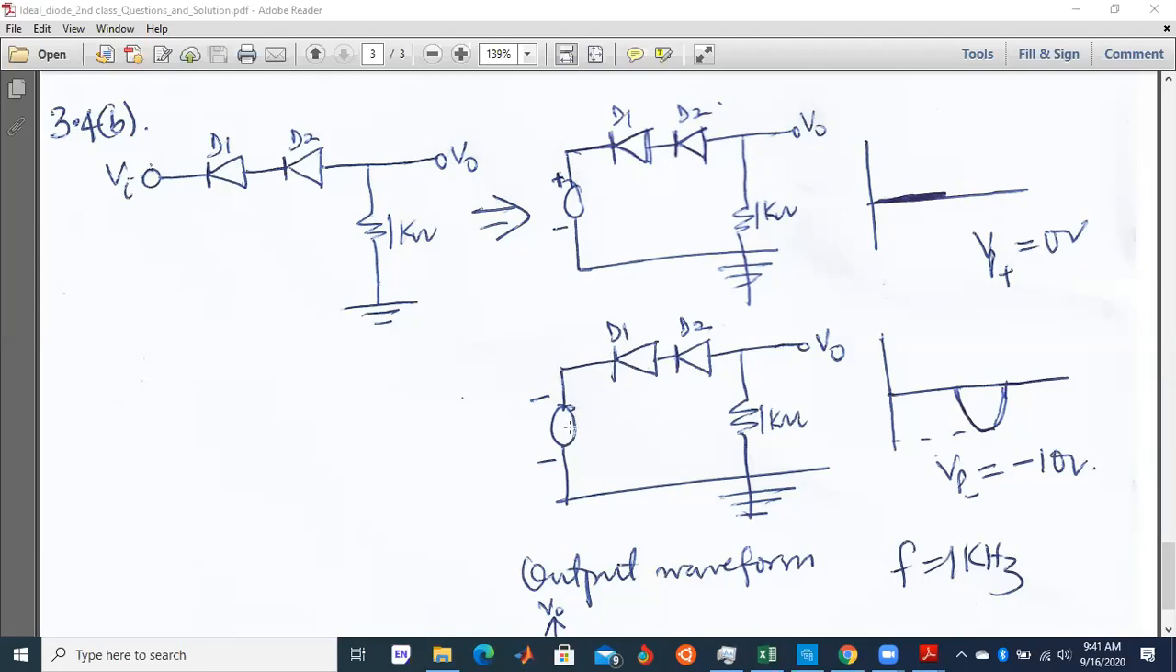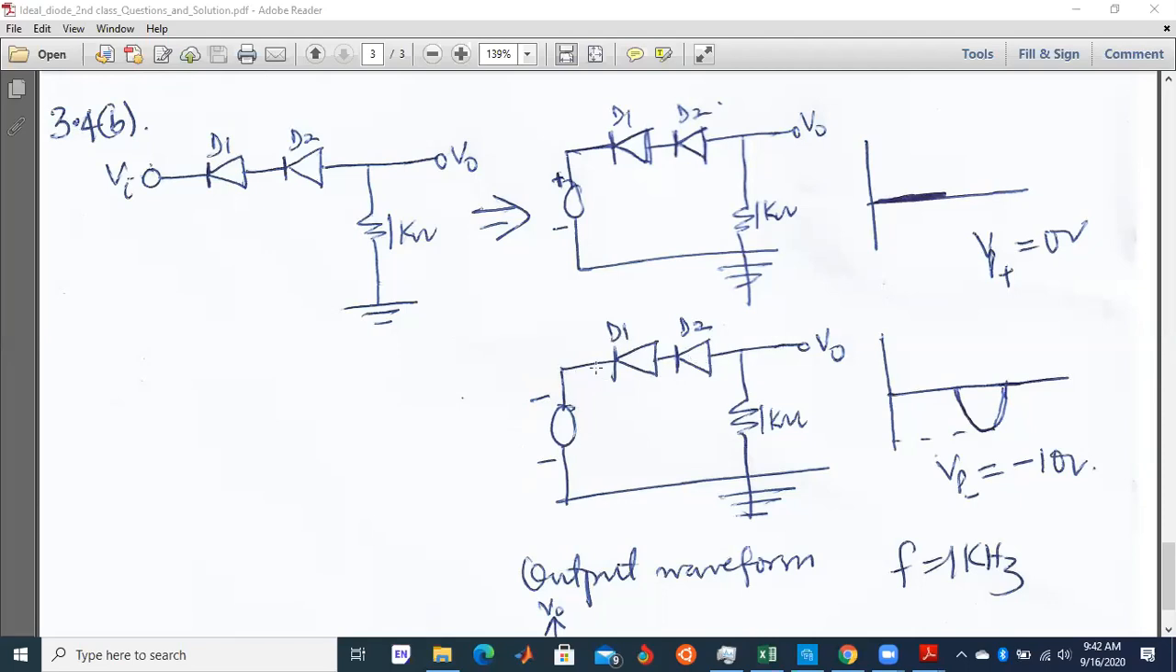So now for the negative cycle, sorry, don't mind this one. This one should be positive. I'm sorry, it's a mistake. So for the negative one now, negative is connected to negative and positive is connected to positive. It means that this one is what? Forward bias for the negative supply.